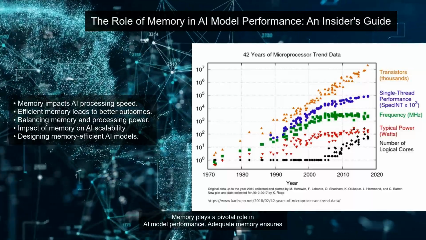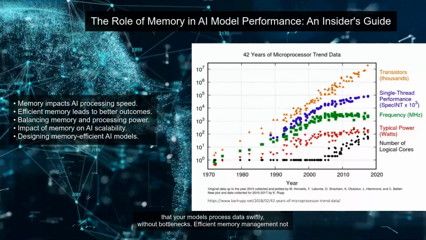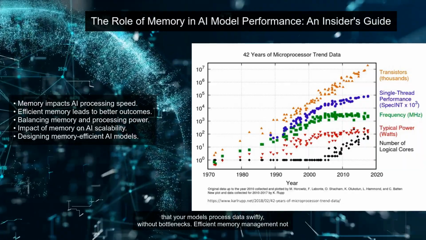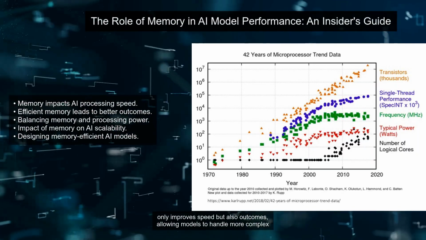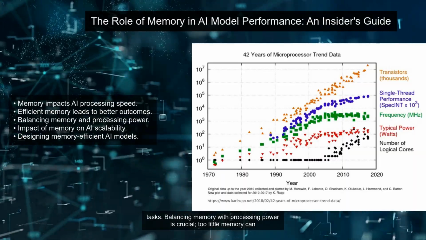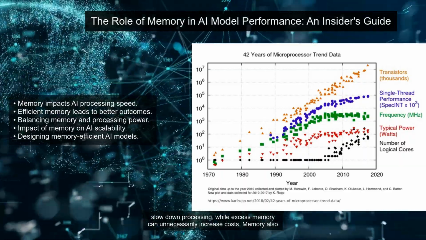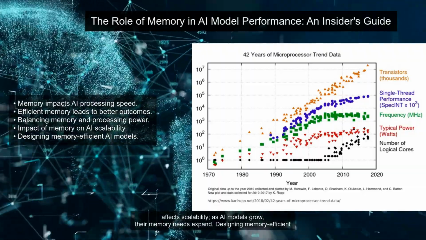Memory plays a pivotal role in AI model performance. Adequate memory ensures that your models process data swiftly, without bottlenecks. Efficient memory management not only improves speed but also outcomes, allowing models to handle more complex tasks. Balancing memory with processing power is crucial. Too little memory can slow down processing, while excess memory can unnecessarily increase costs.